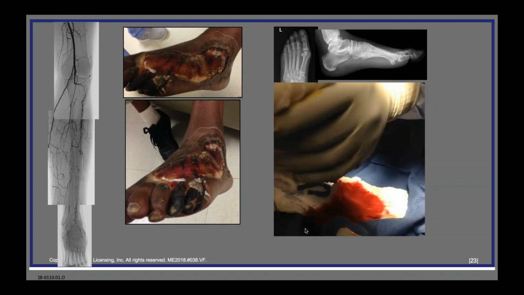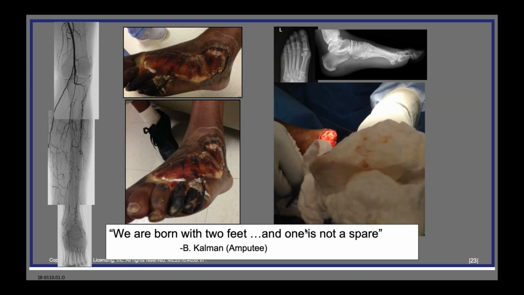So I've showed you some major amputations, and you may be thinking that, hey, well, Paul's a pro-amputation kind of guy, and this is simply not true. Now, this is a quote from a friend of mine who is an amputee. He described this in a book that he gave me many, many years ago. We're born with 2 feet, and one is not a spare.